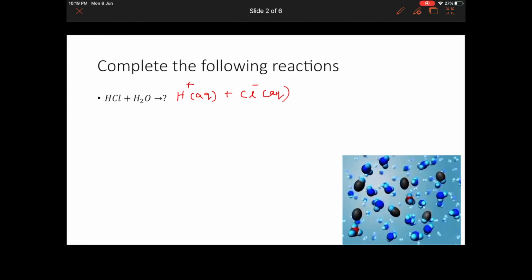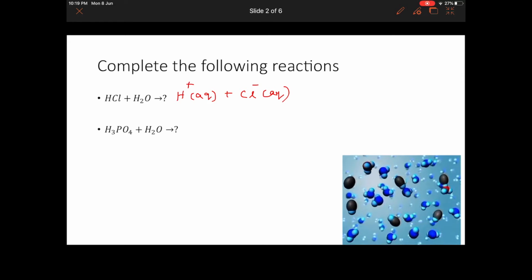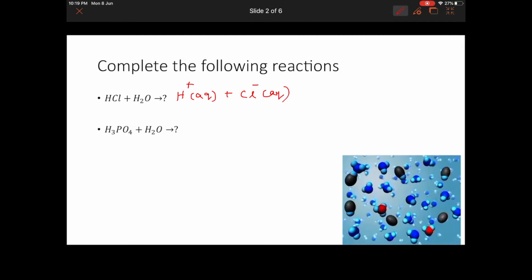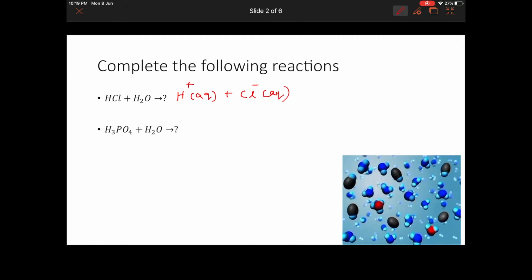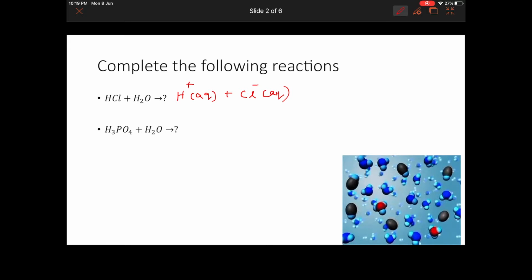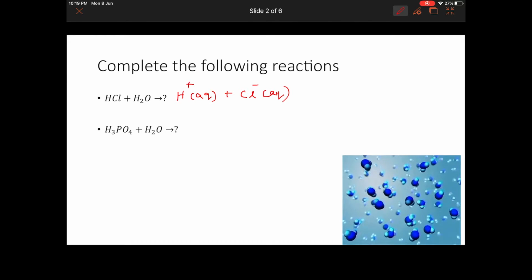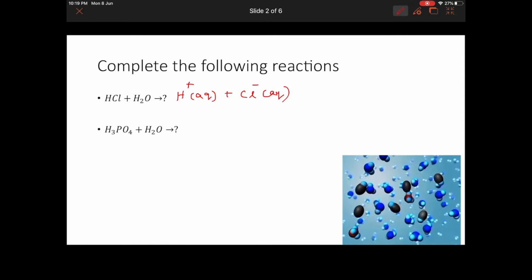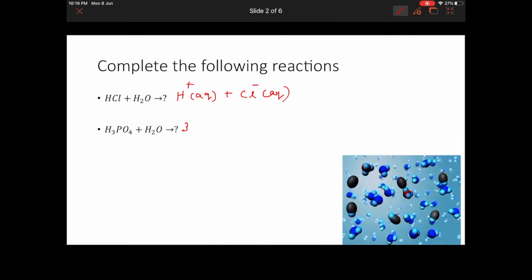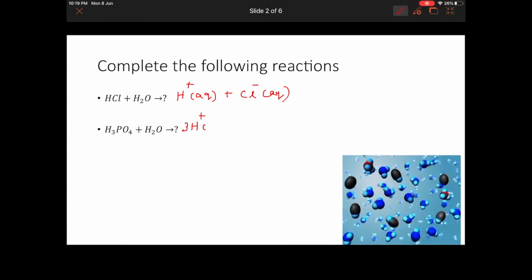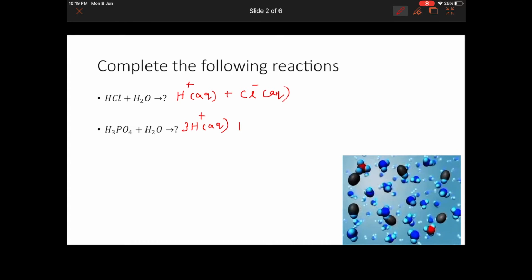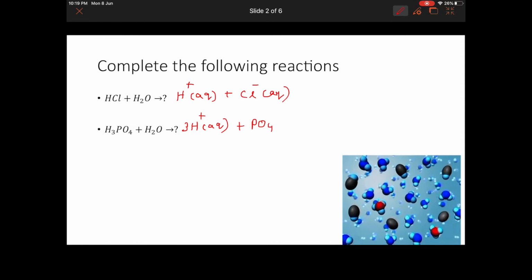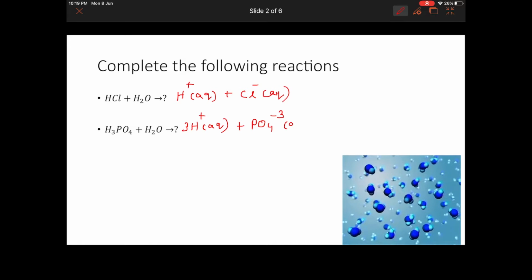In a similar way, let us now take another reaction. What if I dissolve H3PO4 in water? Now here you can see that 1 mole of H3PO4 has 3 moles of H+ ion. So when I dissolve it in water, it is going to give me 3 moles of H+. So I am supposed to write this as 3 H+ aqueous. And along with this, the negative ion, that is phosphate, so I'm supposed to write it as PO4 3- aqueous.